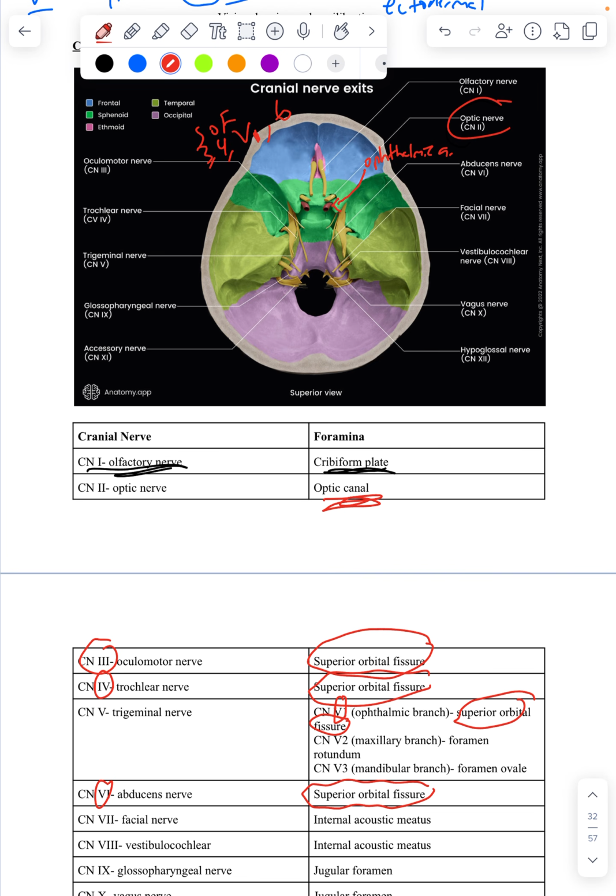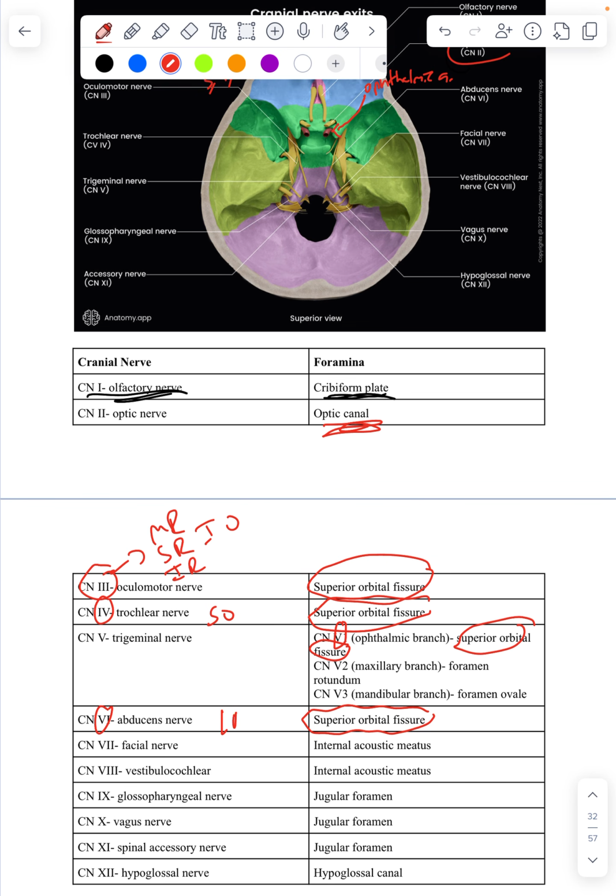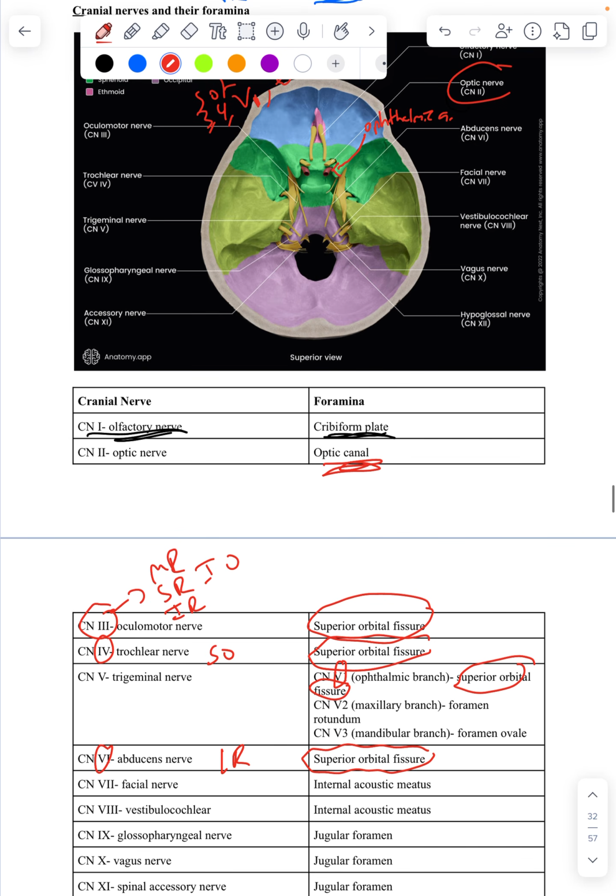So 3 is oculomotor, motor to your eye. It'll do medial rectus, inferior oblique, superior rectus, and inferior rectus. 4, also motor for the eye, will do superior oblique. And then 6 will do lateral rectus.